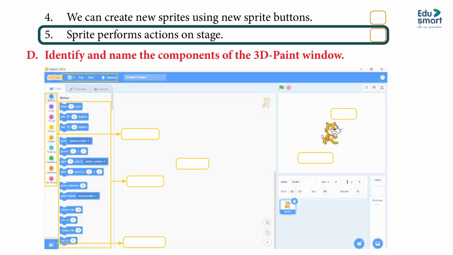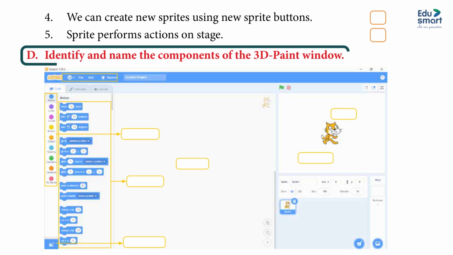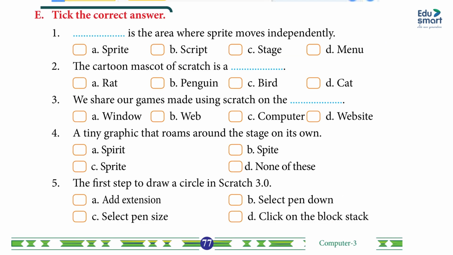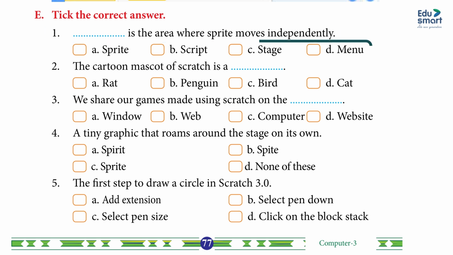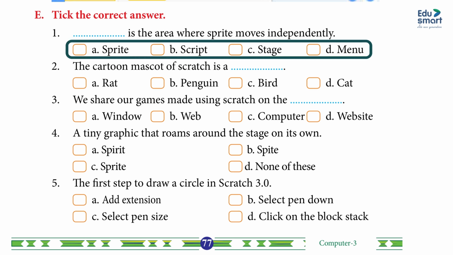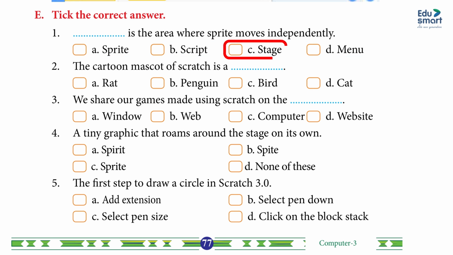Answer: True. D. Identify and name the components of the 3D Paint window. Answer: Do it yourself. E. Take the correct answers. 1. Dash is the area where sprite moves independently. A. Sprite. B. Script. C. Stage. D. Menu. Answer: C.